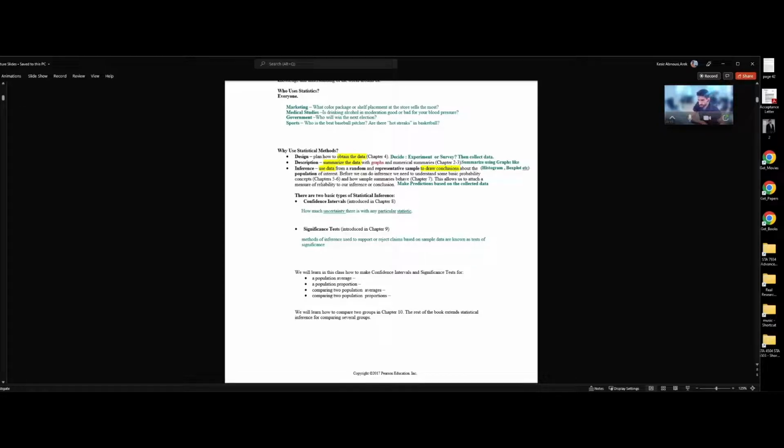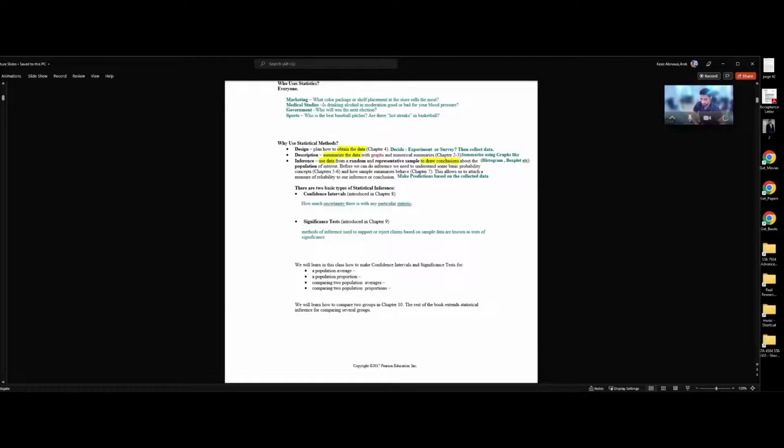We'll do this in chapters 8 and 9. We'll also learn in this class how to make confidence intervals and significance tests for a population average.